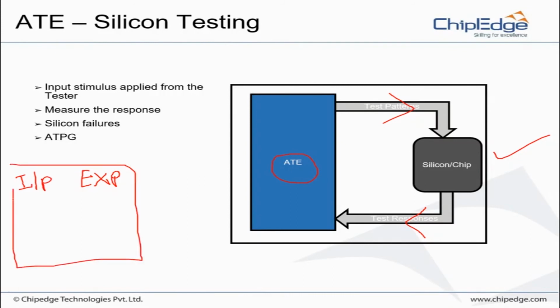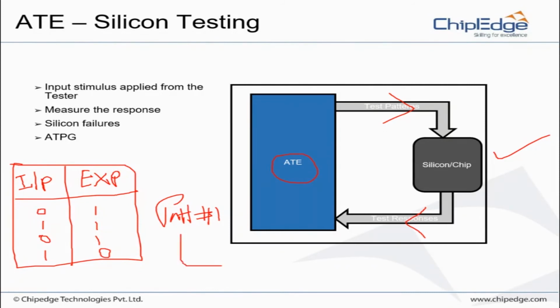Each pattern will have these values. If I apply this combination, I expect this to come out. This is pattern 1. Every pattern will have this kind of structure. When you apply this at the scan inputs, you expect these at the scan outputs. That's one pattern. Like this, you might have thousands and millions of patterns.